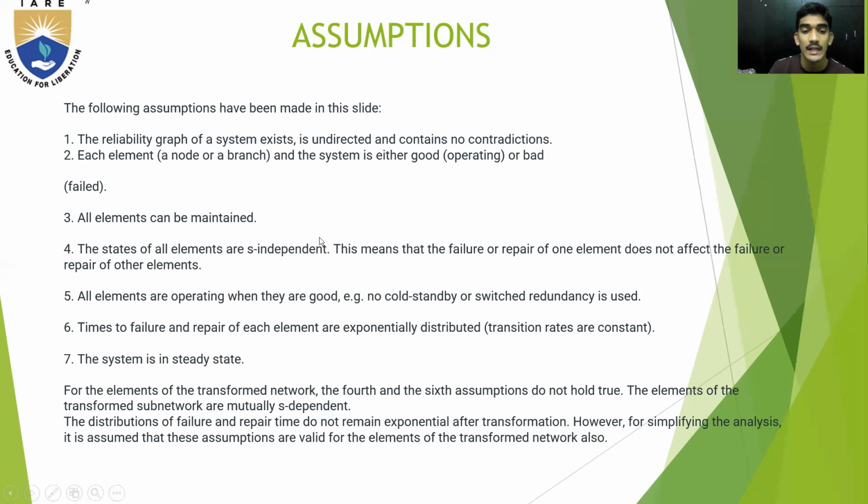For the elements of the transformed network, the fourth and the sixth assumptions do not hold true. The elements of the transformed subnetwork are mutually independent. The distributions of failure and repair time do not remain exponential after transformation. However, for simplifying the analysis, it is assumed that these assumptions are valid for the elements of the transformed network also.